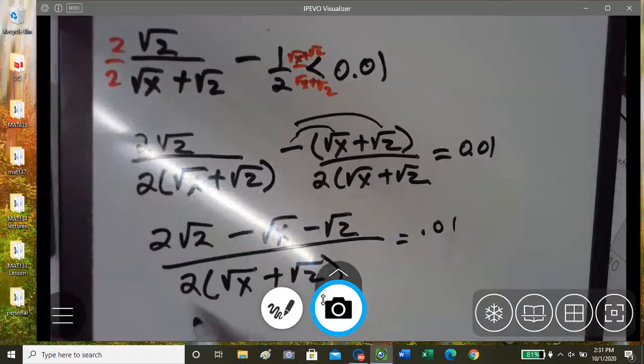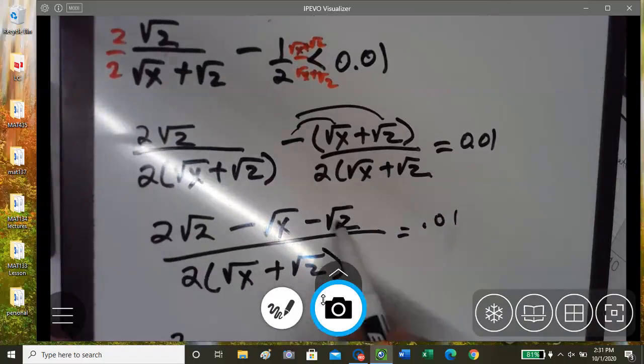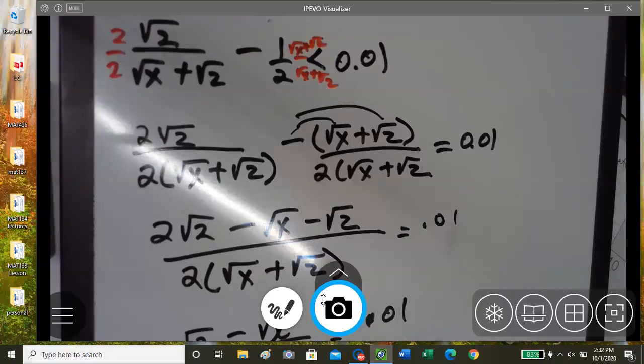So after I simplify the numerator, so this will be 2. So 2 square root 2 and 1 square root 2 is just 1 square root 2 minus the square root of x over 2 times the square root of x plus the square root of 2. And that equals to 0.01.